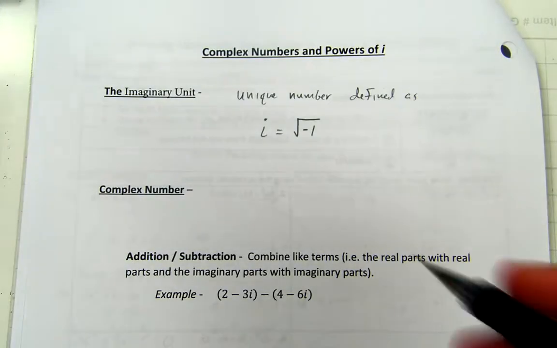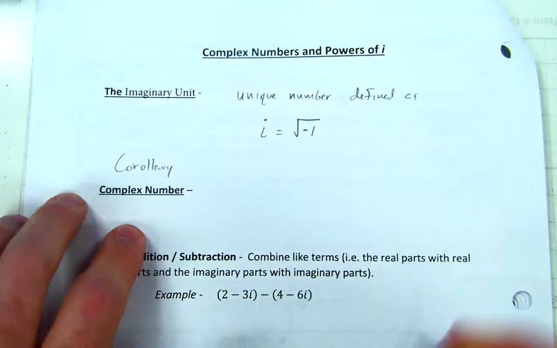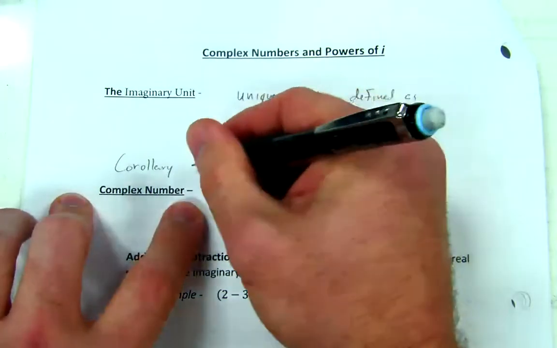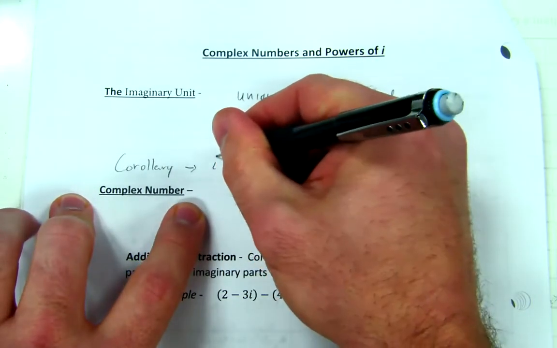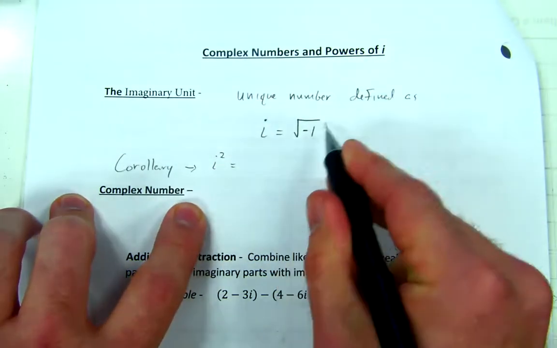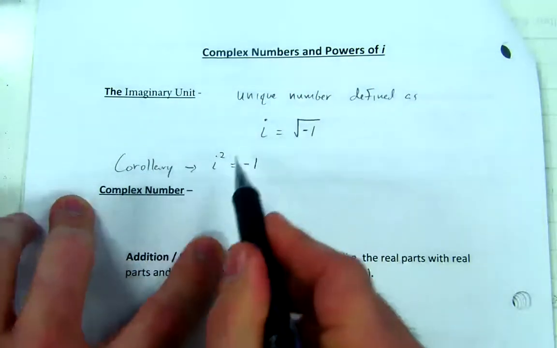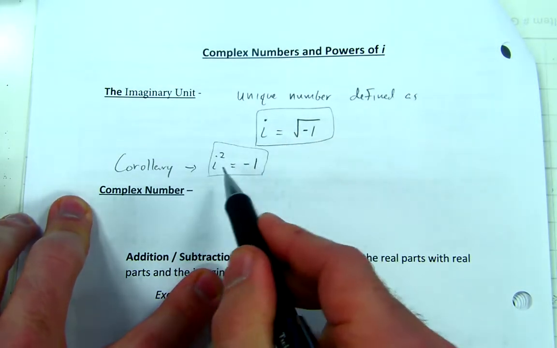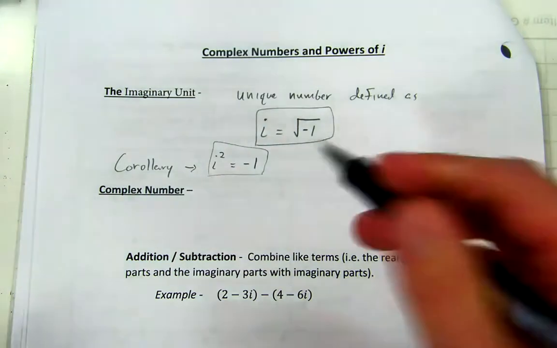All right, so here's a corollary of that, which is just a fact based on something that's already defined. If you were to square both sides of this, you could take i squared, and if you square the square root, those are going to cancel, so that is just -1. So here is an alternate supplemental definition of i as well. If you square i, you get -1 here. All right, so that's the imaginary unit.